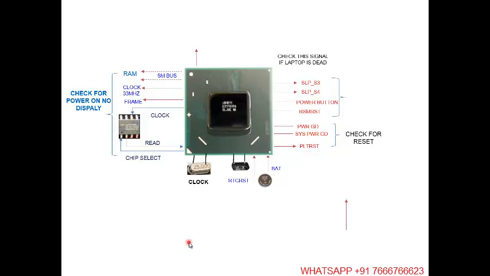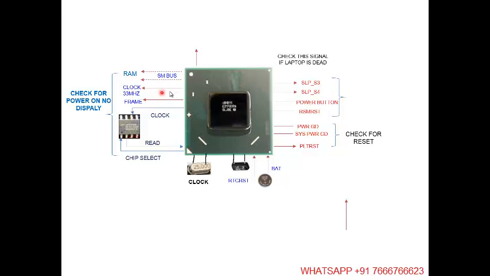The crystal frequency it will show. But how to know the clock is working? If you are getting the crystal, you can assume that the clock is working. Then if you want to check the detail, you can check this 33 megahertz clock.